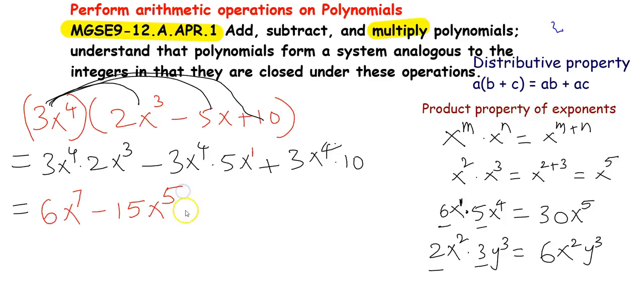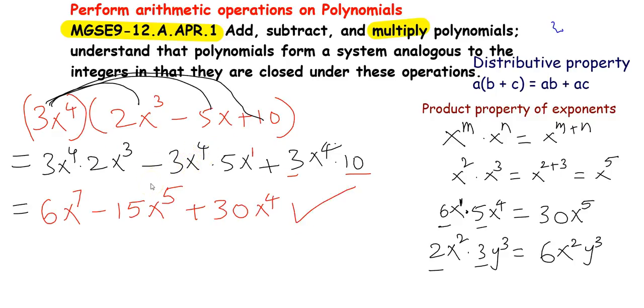Plus 3x to the power of 4 times 10, that is 3 times 10 gives me 30x to the power of 4. We cannot simplify it further because the degree is 7 here, 5 there, and 4 here. So this is the product of those two polynomials.